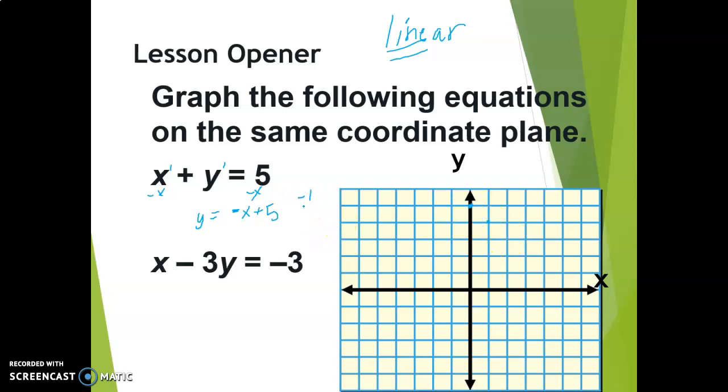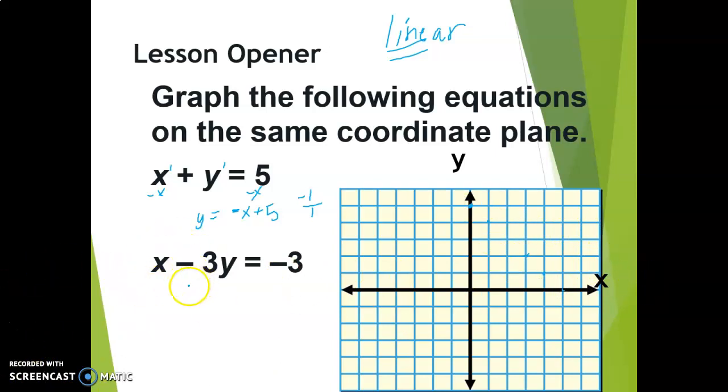If we write negative 1 as a fraction, we've got negative 1 over 1. So down 1 to the right 1, down 1 to the right 1. And then after we get several points in a row, we can use our straight edge, and we can connect that line. We'll do that here in just a second.